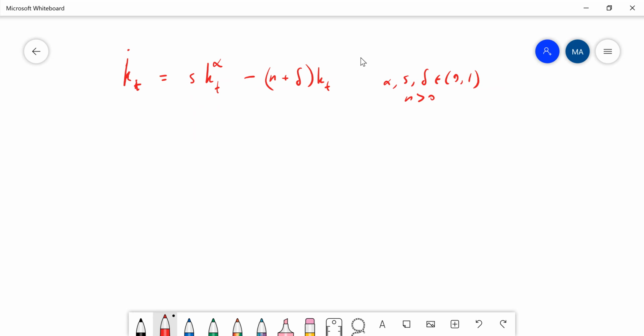So what you see here is that this tells me in per worker terms, there's production per worker. That translates into income. A fixed proportion of that income is saved. This becomes investment per worker, right?